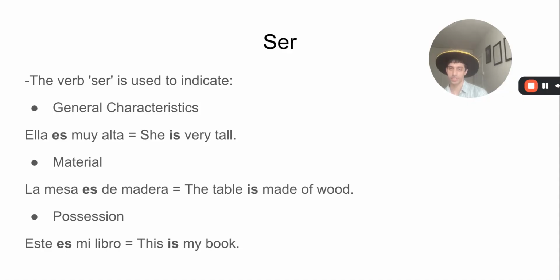And likewise with possession, this is somewhat more common. If you're saying who or what something belongs to, you'd use the verb ser instead of estar. So you'd say este es mi libro, for example, this is my book, and not este está mi libro, which certainly sounds wrong. So for possession, use the verb ser as well.